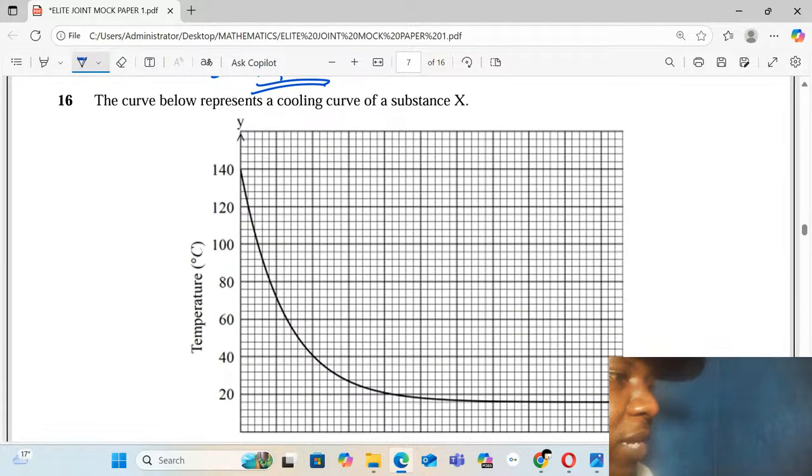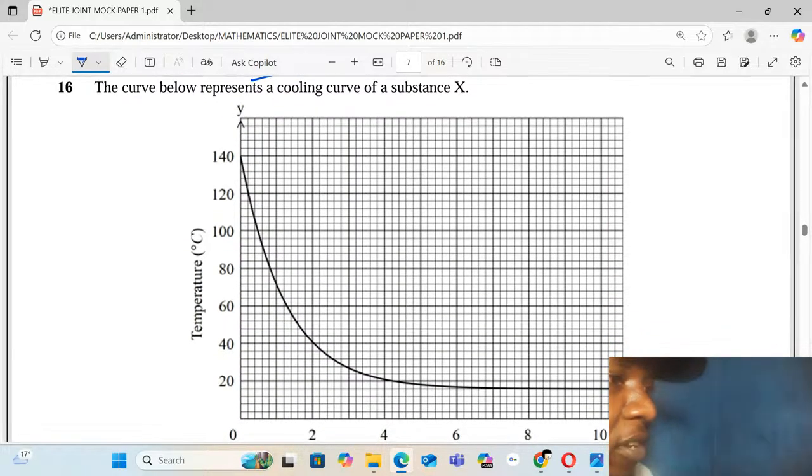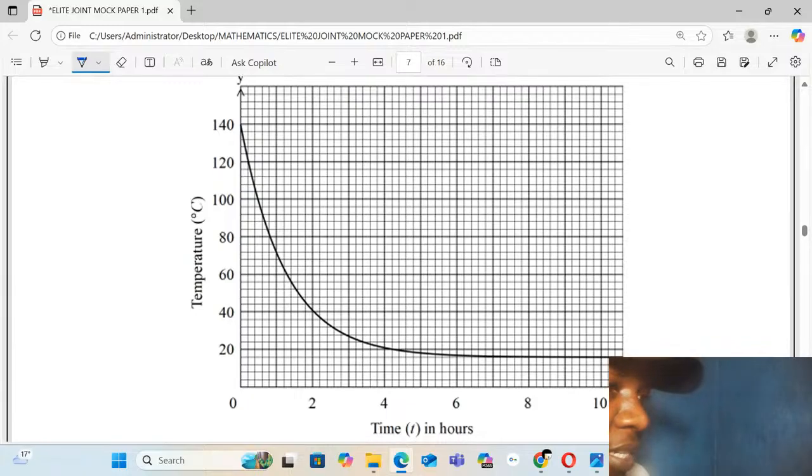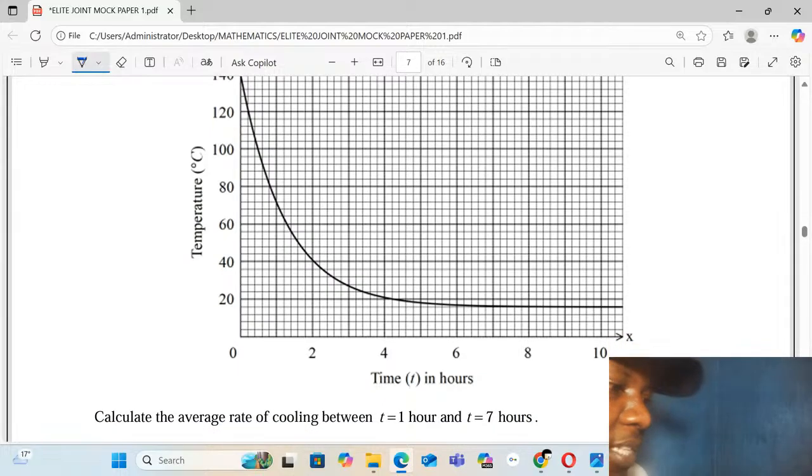So we simply move to the last question on this section, which you can see. The curve below represents a cooling curve of a substance X. They're asking you to calculate the rate of cooling between T equal to 1 hour and when T is equal to 7 hours.